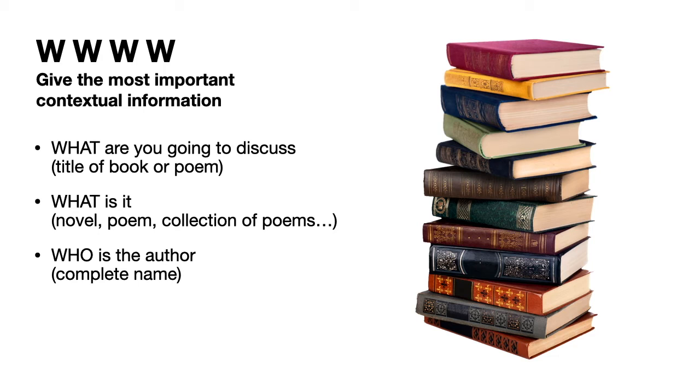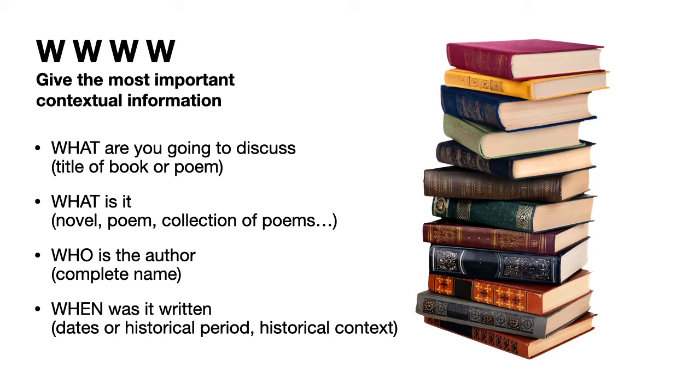Then, importantly, give historical context. Say when it was written, with the dates if you know them, but perhaps more importantly, what was happening in the world at the time the book or poem was written. Was it written in reaction to something or as a result of something? For example, 1984 was written right after World War II.